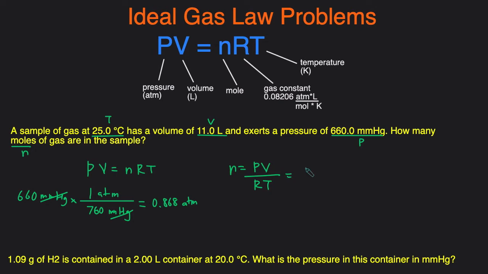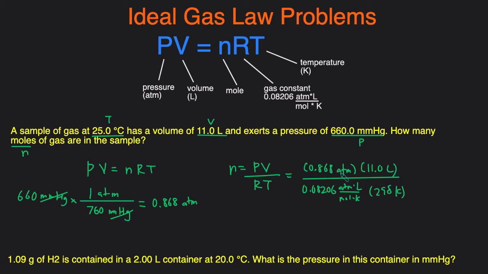So that's our P, it'll be 0.868 atm. Volume, it's 11 liters. We want it in liters and it's already in liters, so we'll just keep that as 11.0 liters divided by R, which is the gas constant, 0.08206 atm times liters divided by moles times Kelvin, as you can see right here. And then T, temperature has to be in Kelvin, and it's in degrees Celsius. So we just have to add 273 to this to get into Kelvin. So that'll be 298 Kelvin.